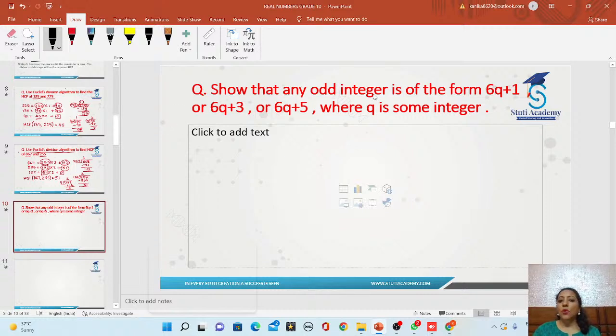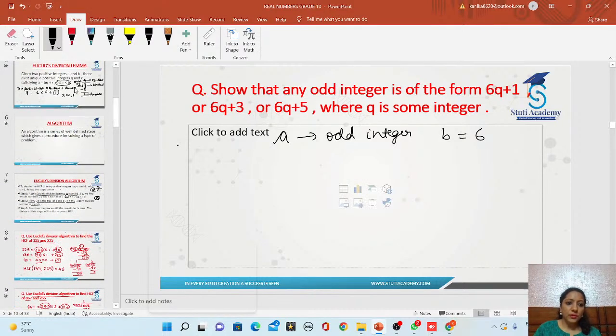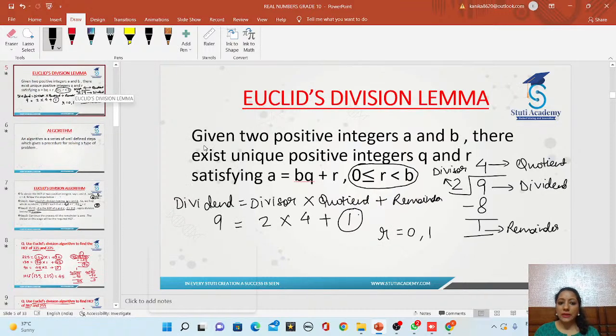Show that any odd integer is of the form 6q plus 1 or 6q plus 3 or 6q plus 5, where q is some integer. So we have to take an odd integer. So in this case, let us take a, that's an odd positive integer, and let us take b as 6. So we have two numbers, a which we have taken as an odd integer and b we have taken as 6. Now coming back to Euclid's division lemma, please go through this again.